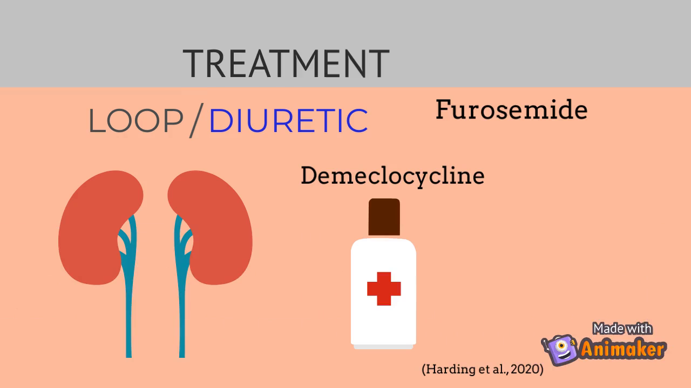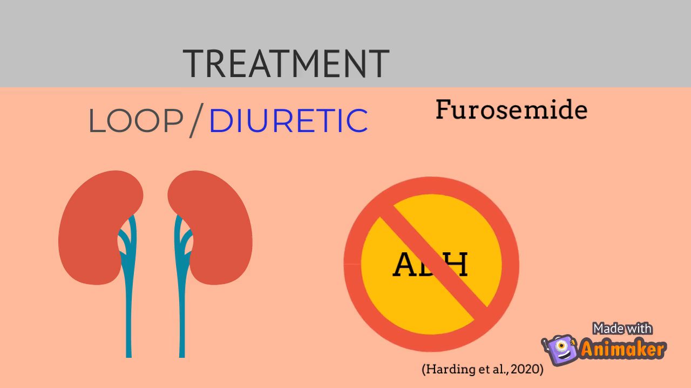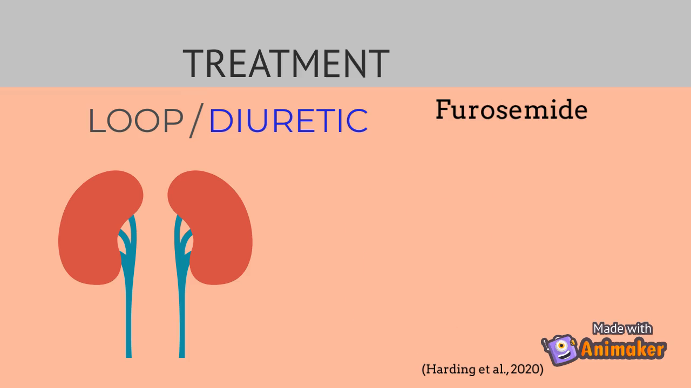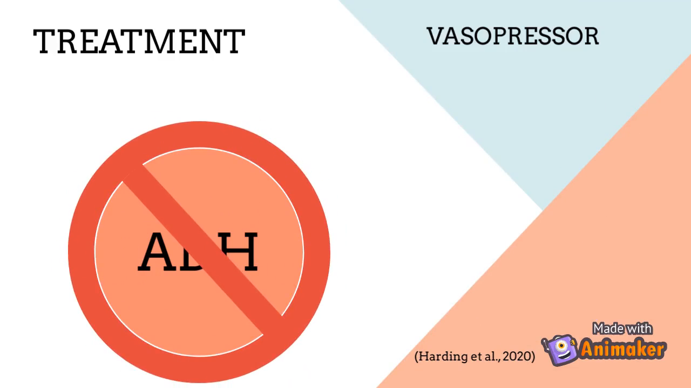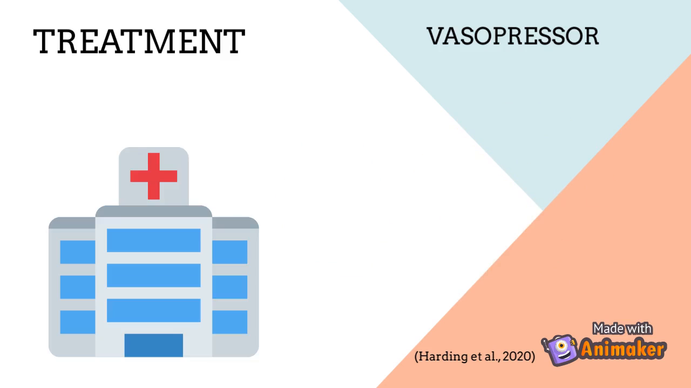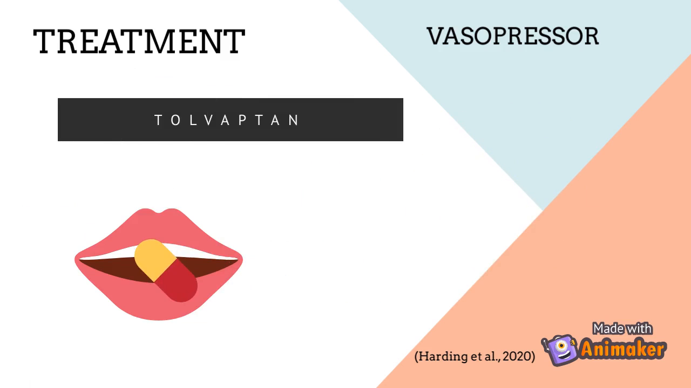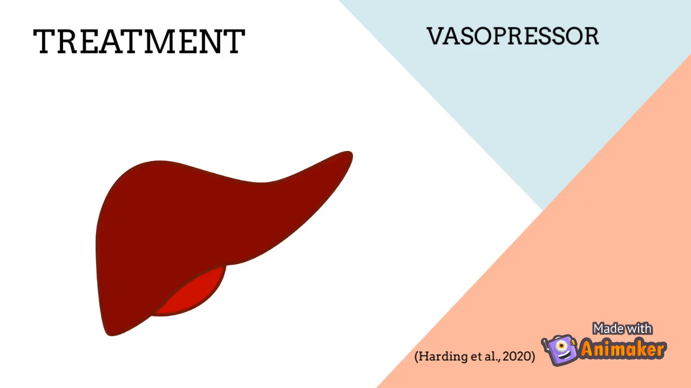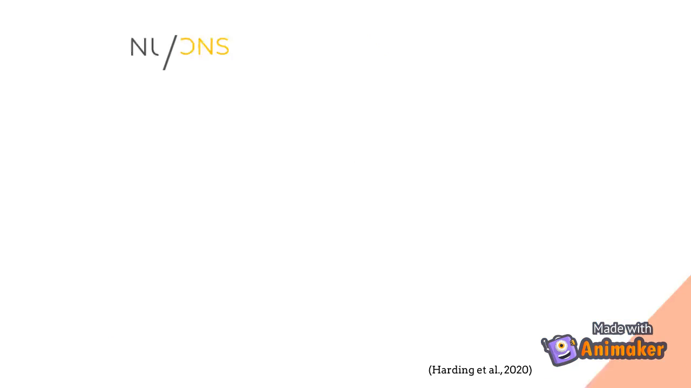Demeclocycline also will be given to block the effects of ADH on the renal tubules, resulting in a more dilute urine. Vasopressin receptor antagonists, which block the activity of ADH, are used to treat euvolemic hyponatremia in hospitalized patients. Conivaptan is given intravenously, and tolvaptan is given orally. Neither should be given to patients with liver disease because they can worsen liver function.